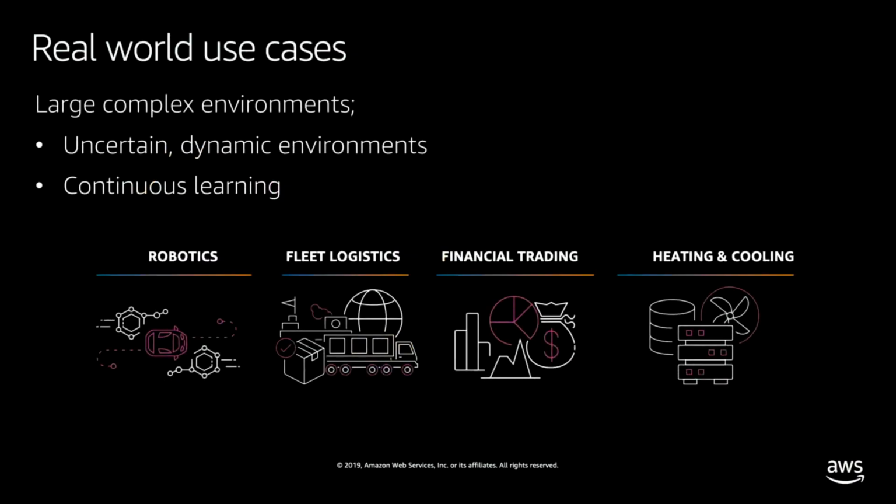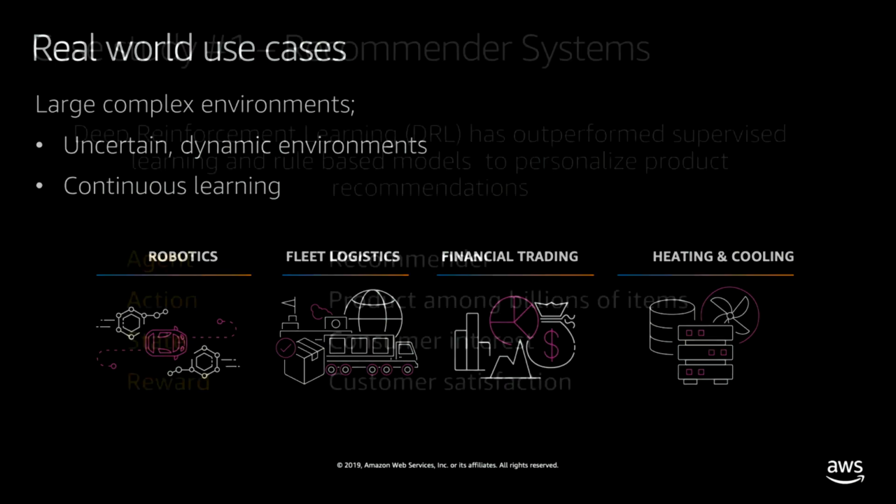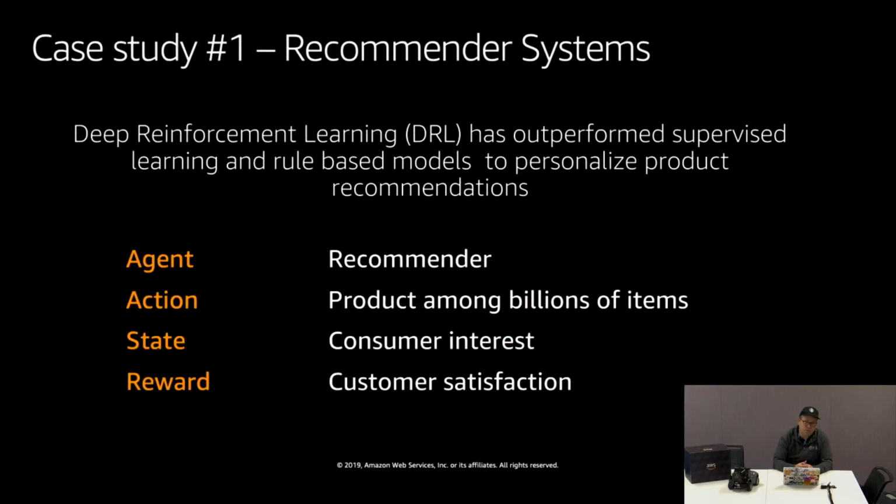And when we look at real world use cases of reinforcement learning, they tend to be used in very large, complex environments where perhaps there's uncertainty, maybe there's a lot of dynamicism in the environments, and where you require continuous learning. Okay, and so I've listed some of the use cases here, but let's dive deep into a couple of them. And so the first one is recommender systems, okay, where if you think of the agent as the recommender, so how can I make recommendations to the person viewing this that are more relevant to the person?